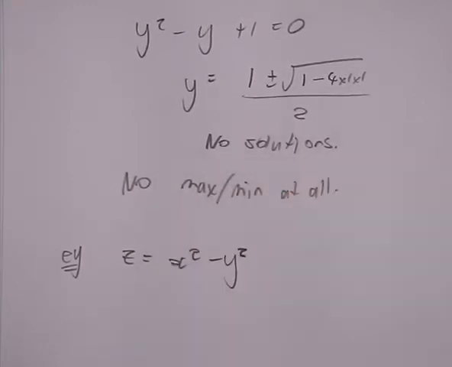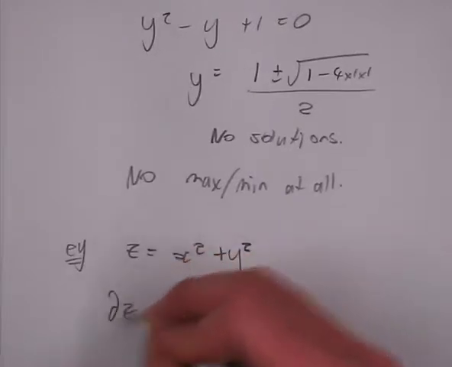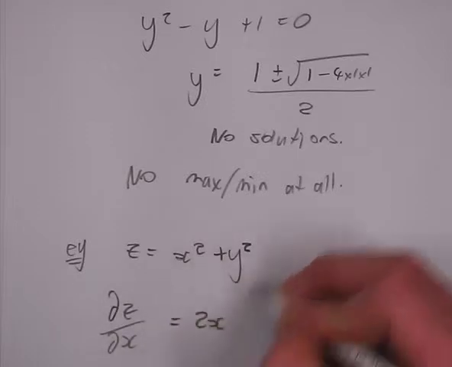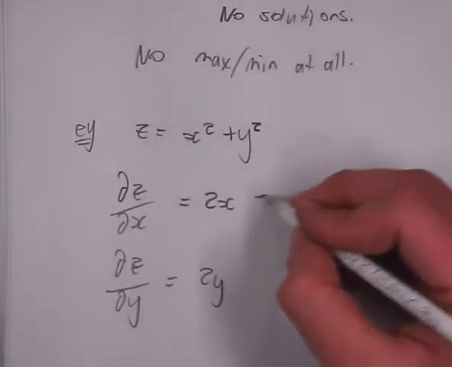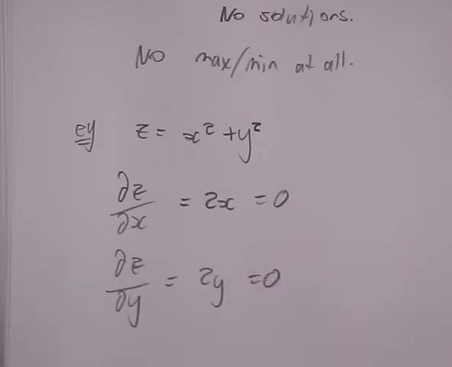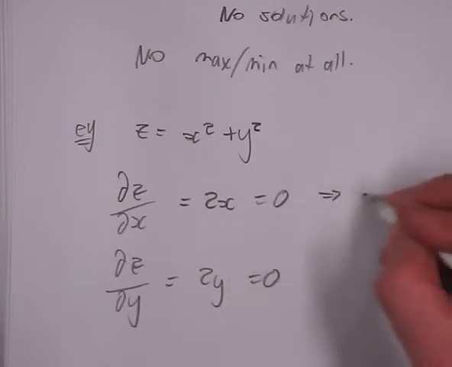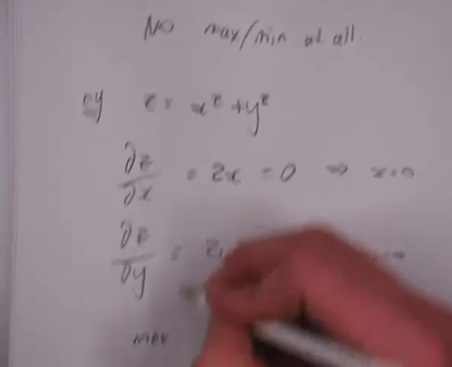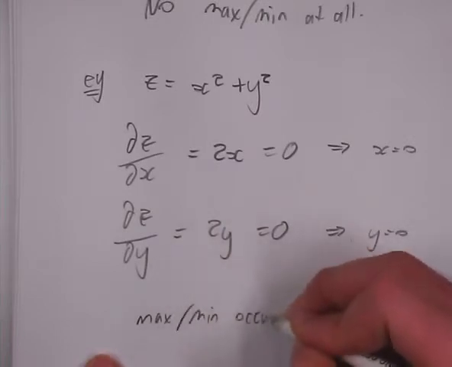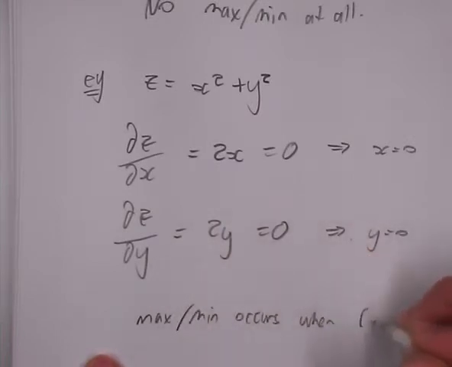Let me do this function here, which also doesn't have any maxima or minima. Maybe that one. Okay. So with this function, dz on dx is 2x, and the y disappears. dz on dy is 2y, because the x doesn't involve any y's. And both of them have to be 0 at the same time in order to produce a maximum or a minimum. And so this means that x has to be 0, and this means that y has to be 0. So the maximum or minimum occurs at the point 0, 0.